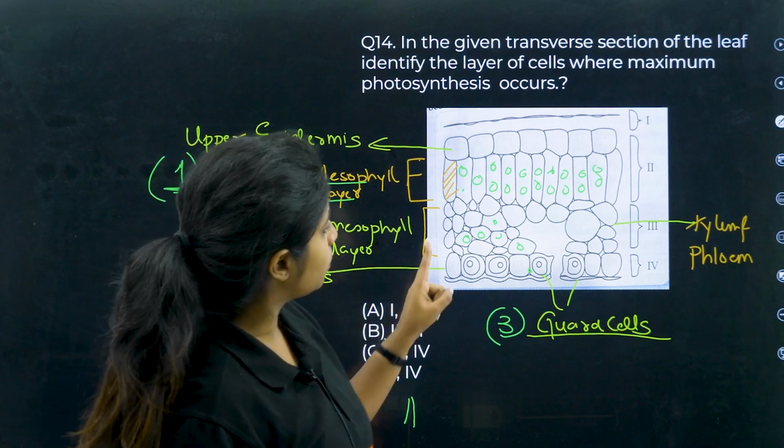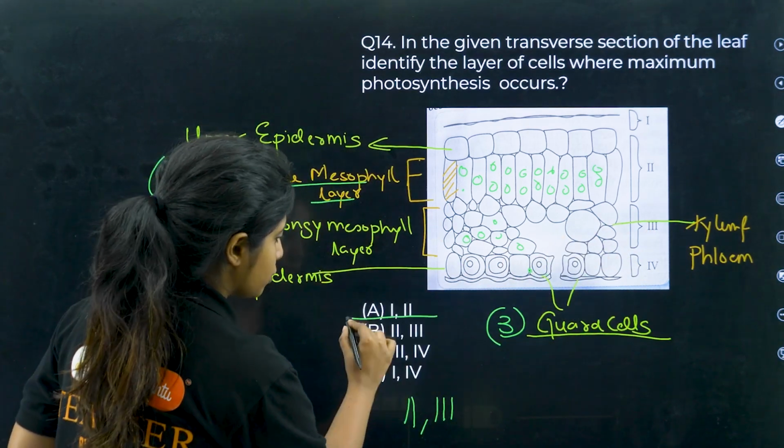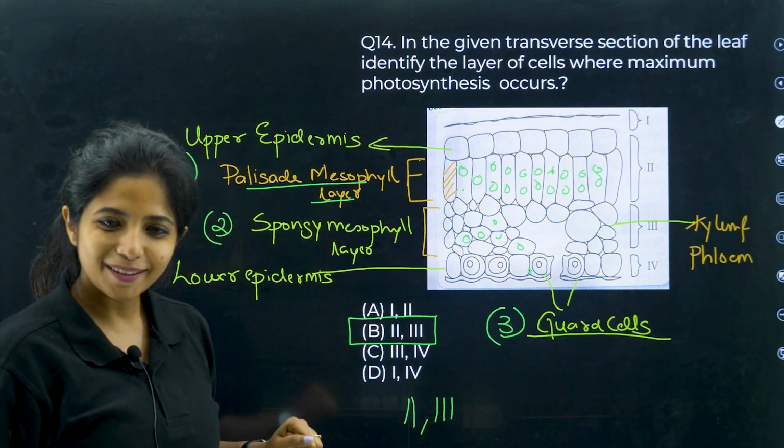Now you want to find one more. So this is number 3. So 2 and 3 come in this option. So B becomes the correct answer. Spongy and palisade mesophyll. Okay, please remember it.